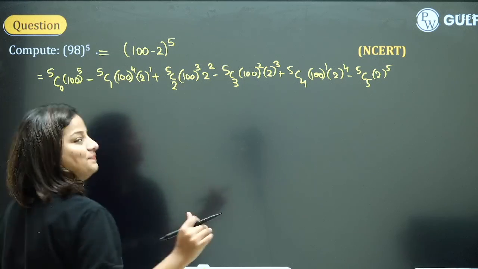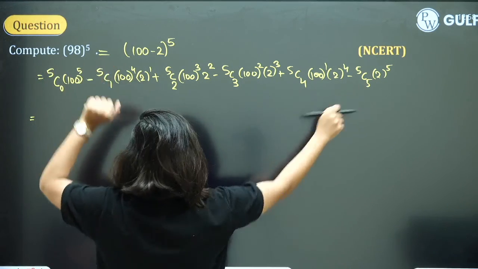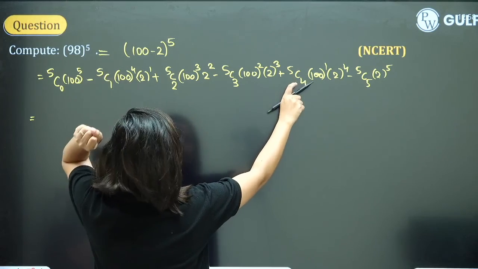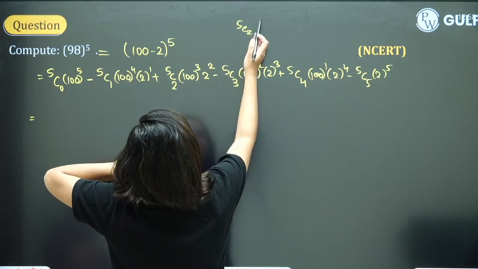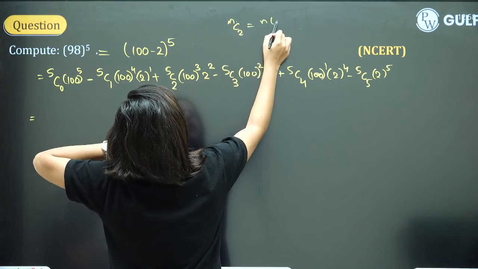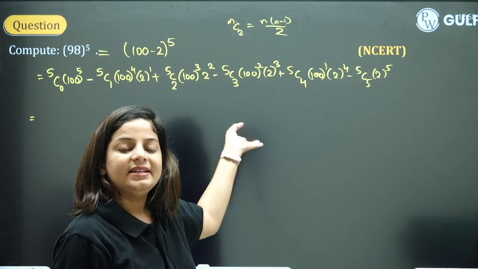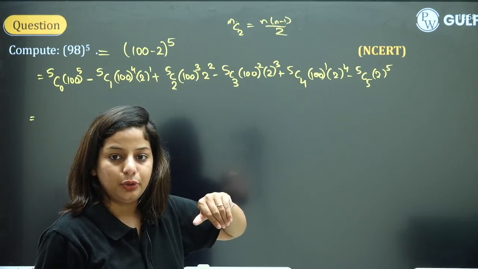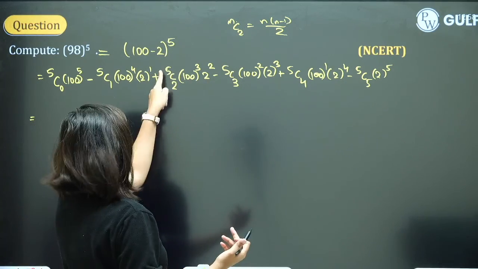Simplify a little, big calculation. Once again, 5C0, 5C5 will be 1. 5C1, 5C4 will be 5. 5C2 and 5C3 will be same, and you can calculate here. Children, nC2 in general is nothing but n times n minus 1 by 2. You can see, apply the formula. So 5C2 will be 5 into 4 by 2, 10. 5C3 is same because 5 minus 2 is 3.